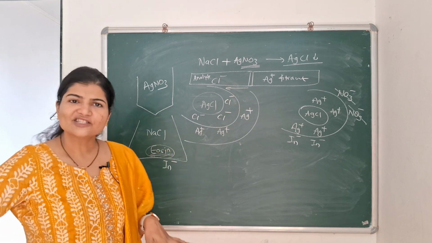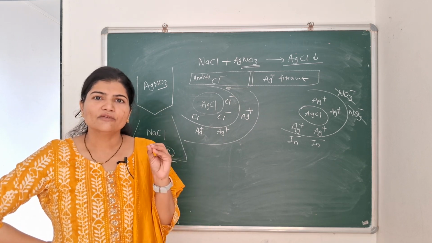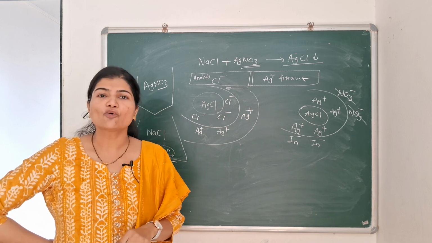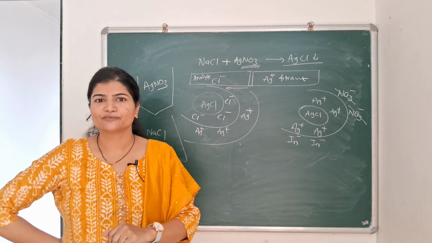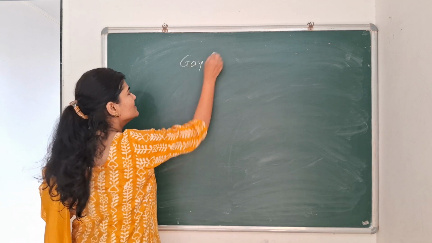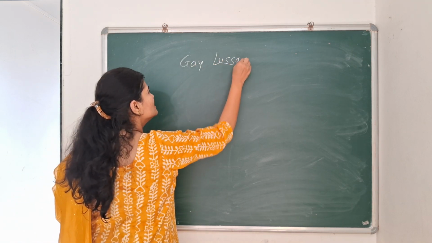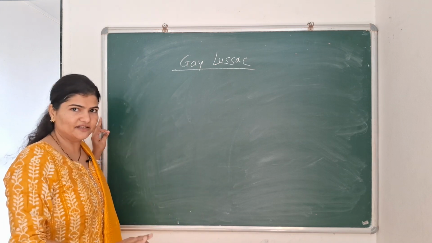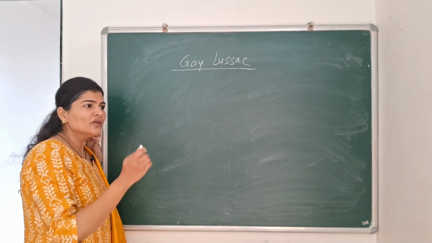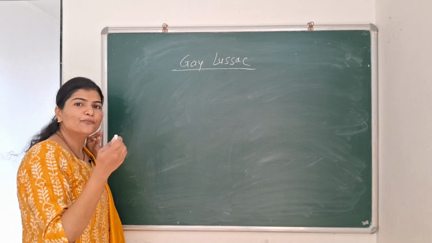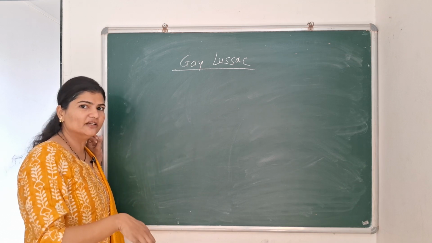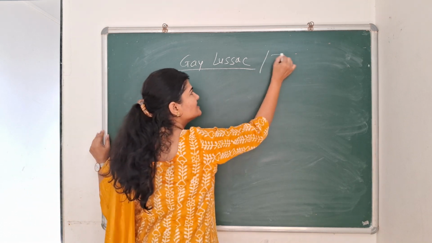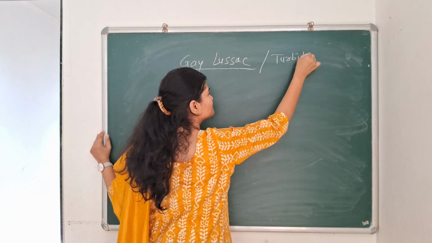And now the last method is called Gay Lussac's method, but it is also called the without indicator method. So we will briefly discuss that also. In Gay Lussac's method, we are not going to use any indicator, but we will make use of the process of precipitation, and ultimately it results in turbidity. So we will call this method the turbidity method also.